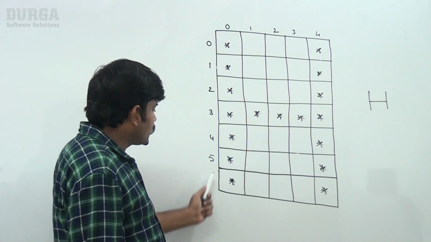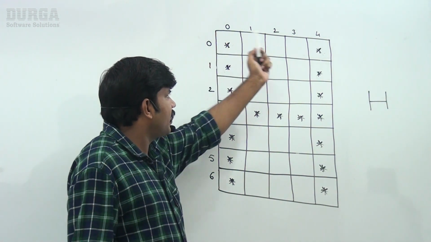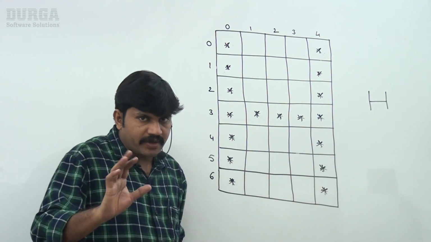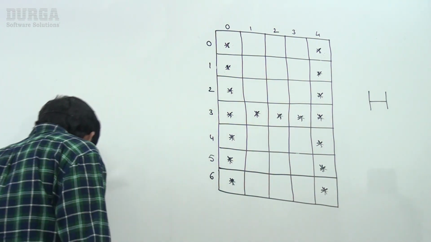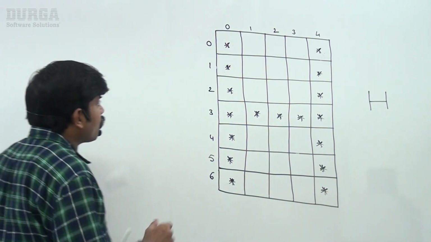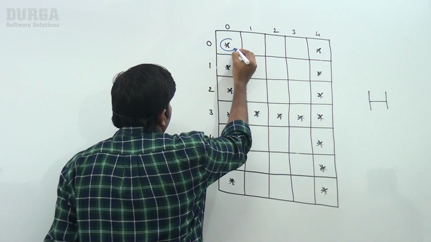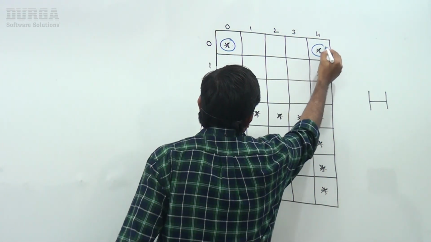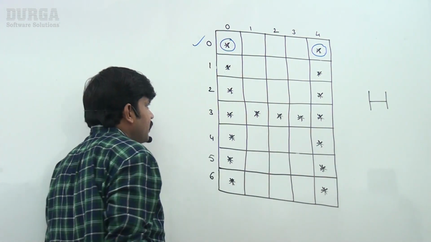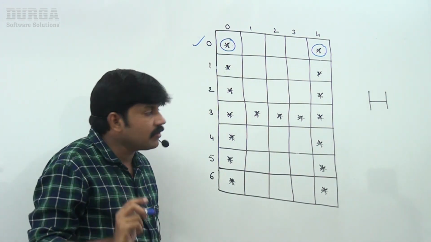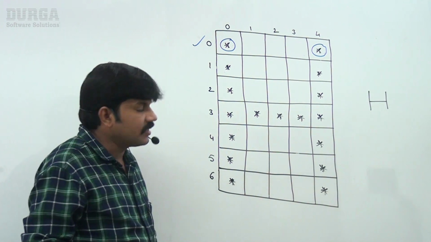Seven rows are there, 0 to 6. Five columns are there, 0 to 4. How can you write it? Very simple. Let me consider the first row. In the first row, how many star symbols are there? Yes, at the 0th position and the 4th position, the star symbol is there.